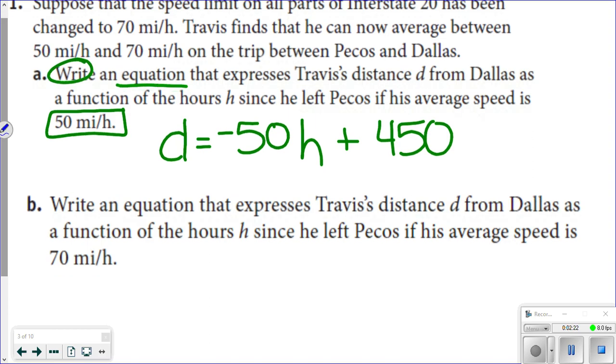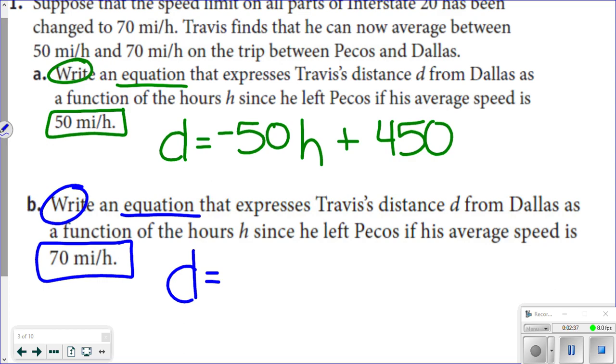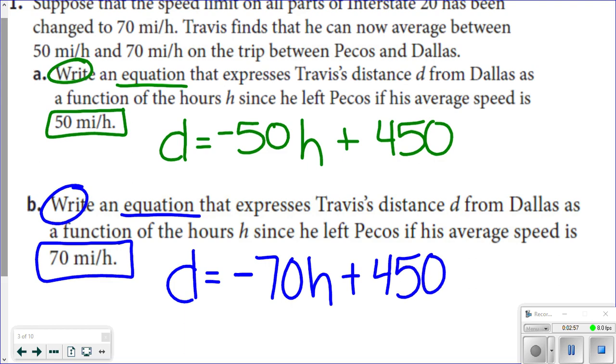Letter B. Again, we're going to write an equation. Same thing again, but this time we're going to focus on an average speed of 70 miles an hour. So my distance equals, my average speed is 70 miles per hour, but we're decreasing by 70 miles an hour because we're getting closer and closer to Dallas. Plus, how far is Pecos from Dallas? What's our starting distance? Our y-intercept here is that 450.